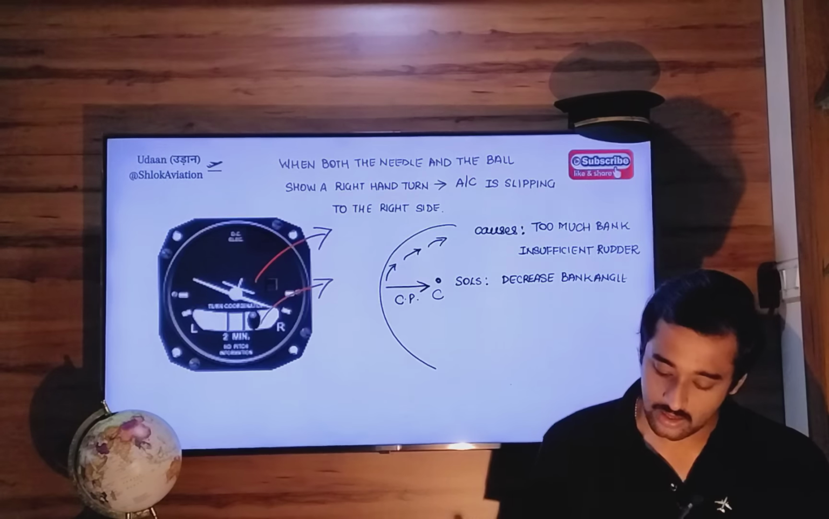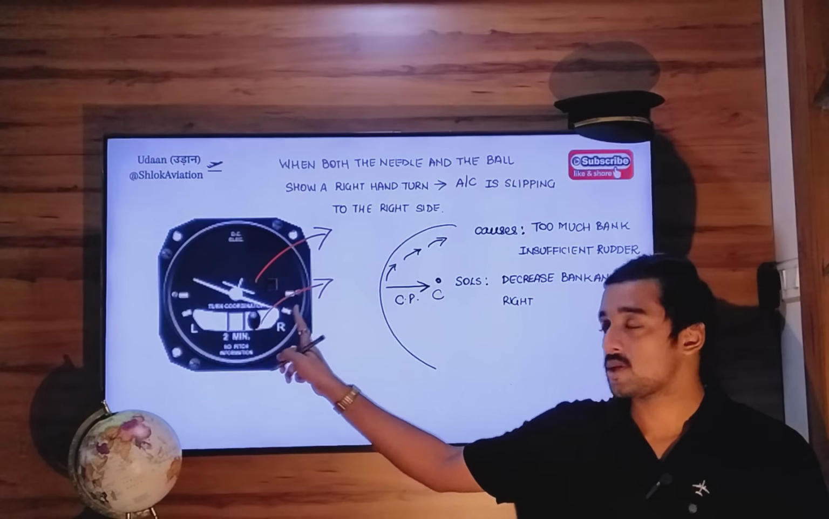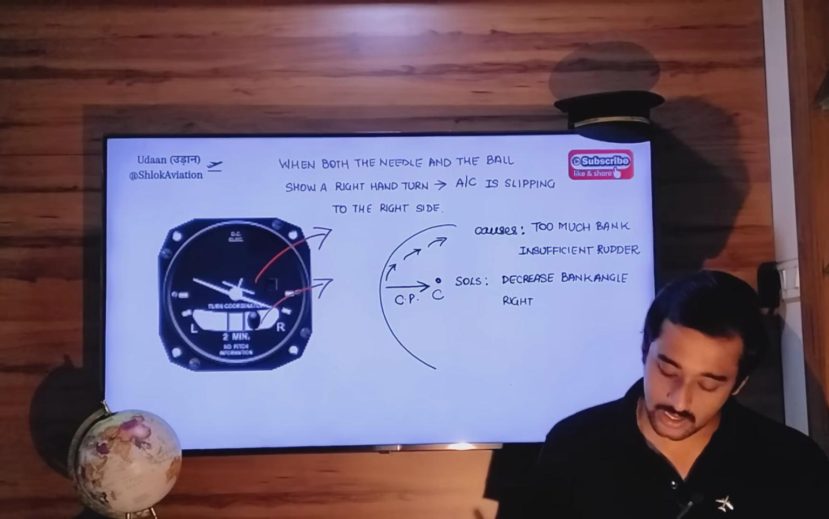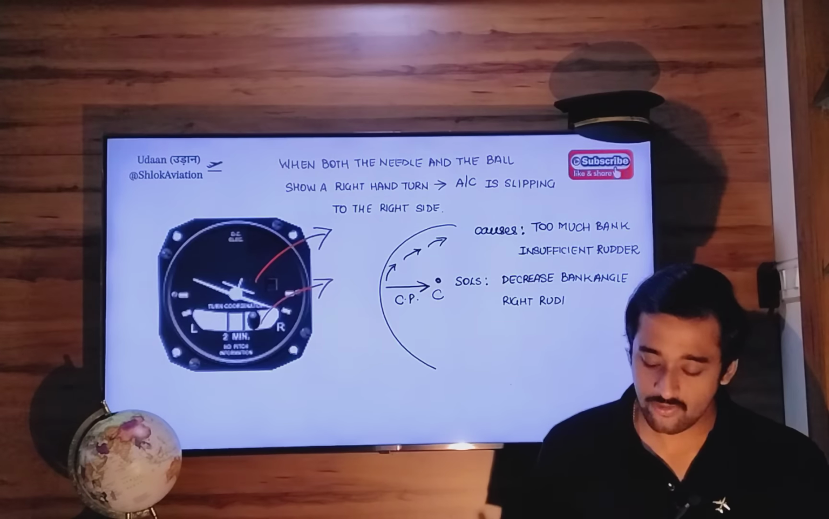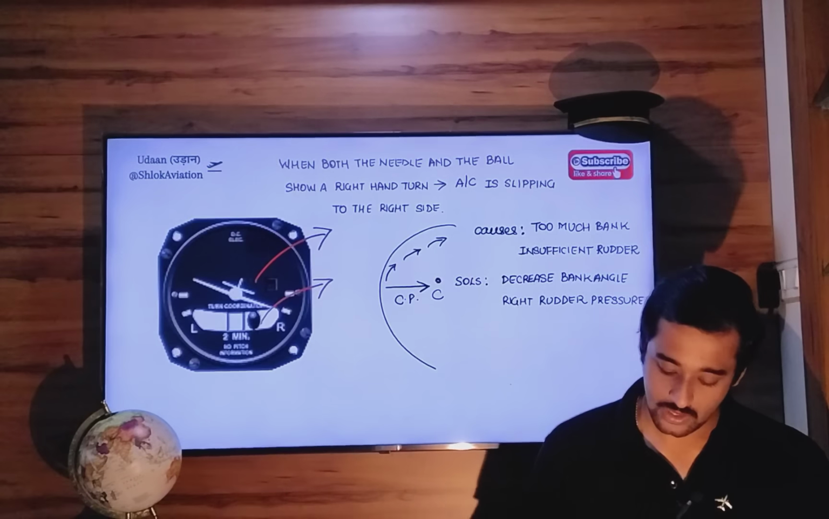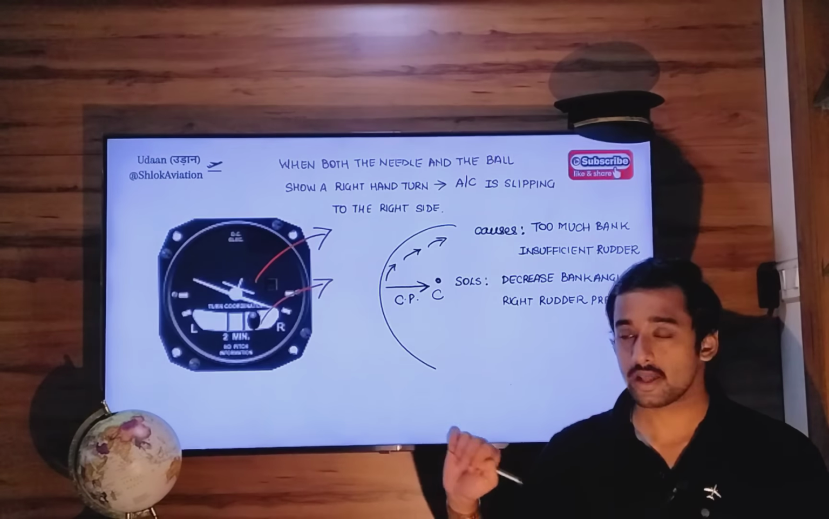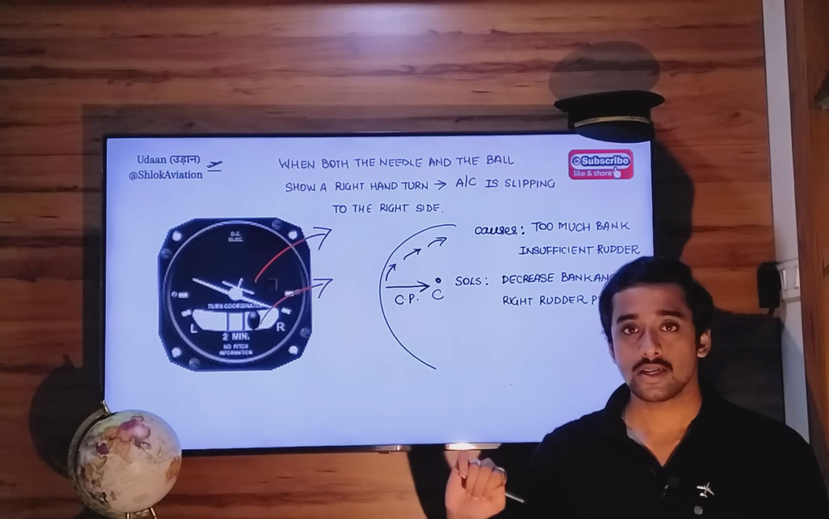Second, right rudder. Now here the ball has gone to the right hand side, so you will apply right rudder pressure. If it moves to the left, apply left rudder. So these are the solutions. So when you apply the right rudder pressure, the ball will automatically come to the center.